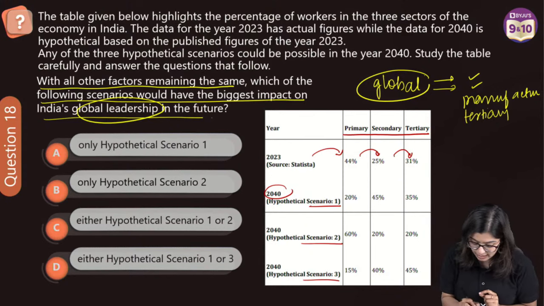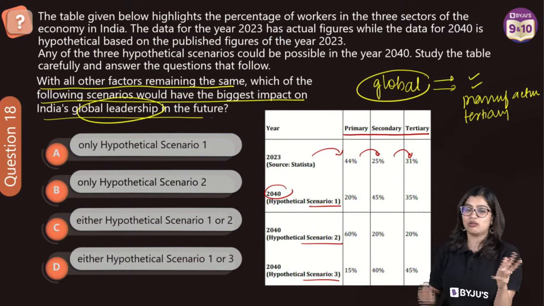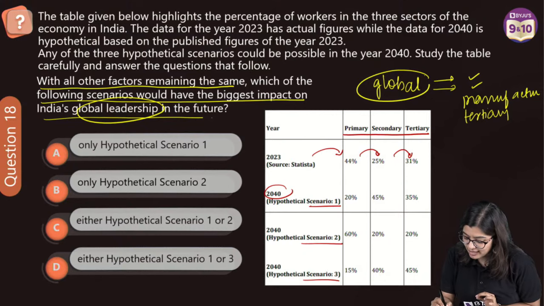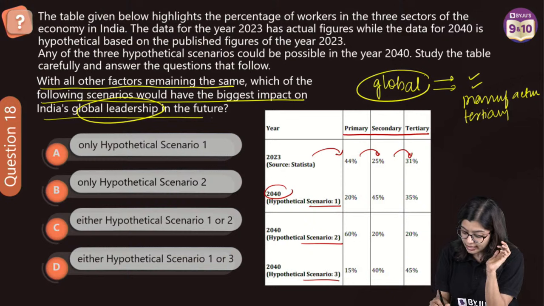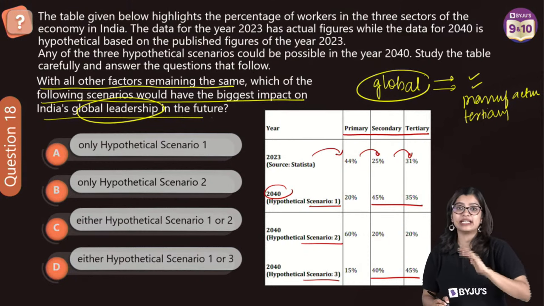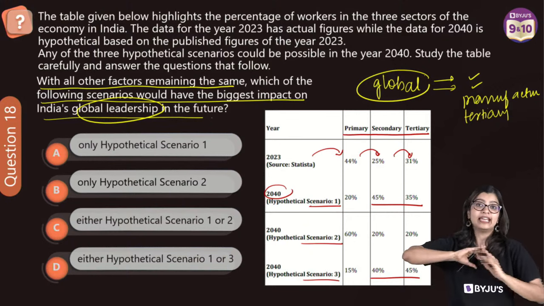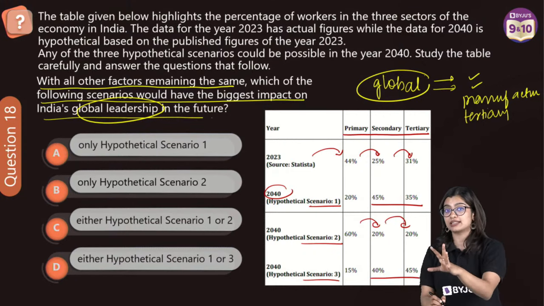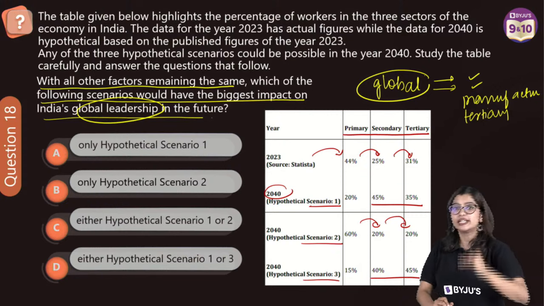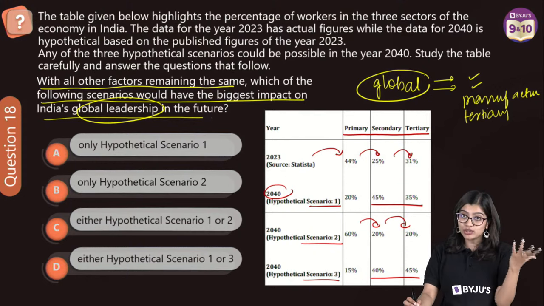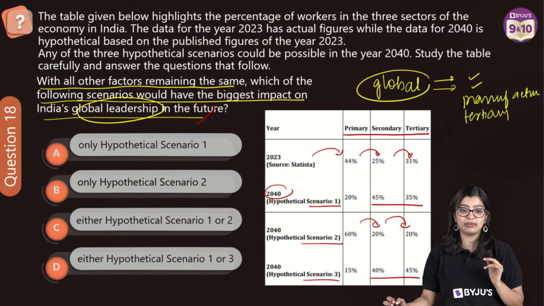Now, keeping that in mind, look at scenario 1, 2, 3. This is hypothetical. Don't say, "Arey ma'am, see, primary sector has gone down." No, look at it hypothetically. In scenario 1, although from 2023 the primary sector has come down, there is a boost in secondary and tertiary. Similarly, in scenario 3 also, there is a boost in secondary and tertiary sector. But look at 2040. There is an increase in the primary sector. That means we are producing raw materials, agriculture is booming. But those raw materials are not getting translated into secondary and tertiary. If there is a dip in manufacturing or a dip in services, are we going to experience proper trade? Will there be a boost in economy wherein there is an impact on global leadership?